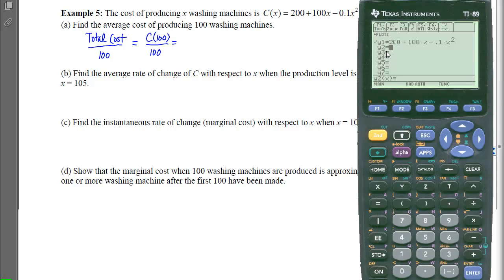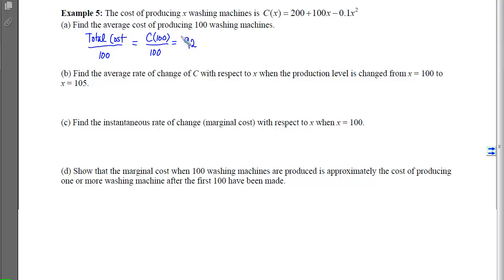Notice here in the calculator in Y1, I have put that cost function, 200 plus 100x minus 0.1x squared. Now on my home screen, I can compute Y1 of 100, which is the cost of making 100 machines. And then I can divide that by 100. I'm going to put diamond enter to make sure I get 92. So I can write here that the average cost is $92 per machine.